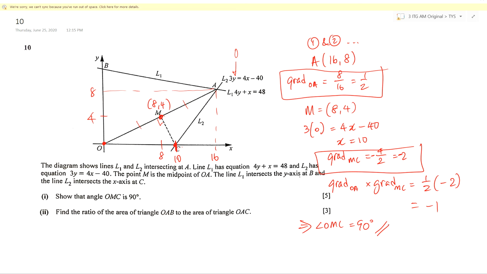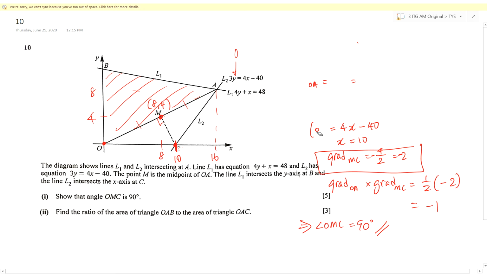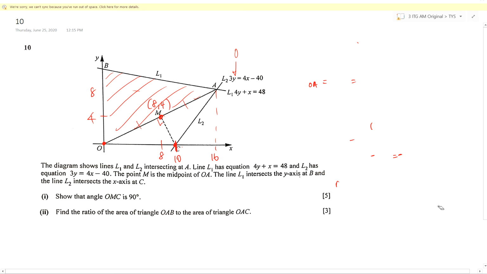Next, part 2. Find the ratio of the area of triangle OAB to OAC. Okay, so let's find the area of OAB first.